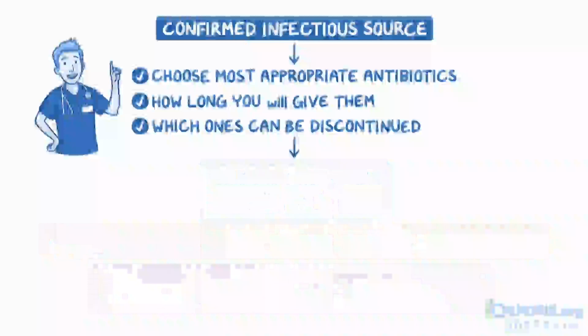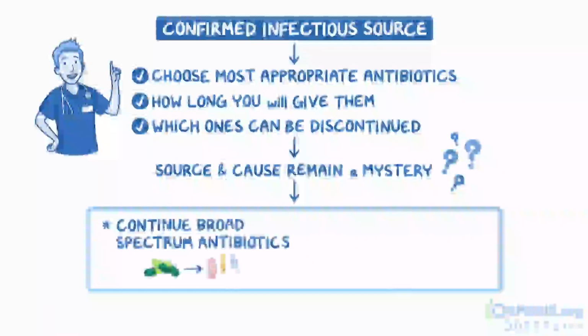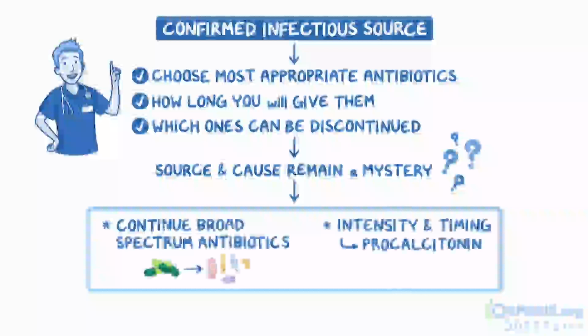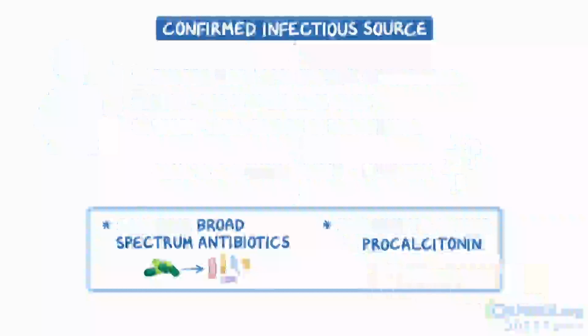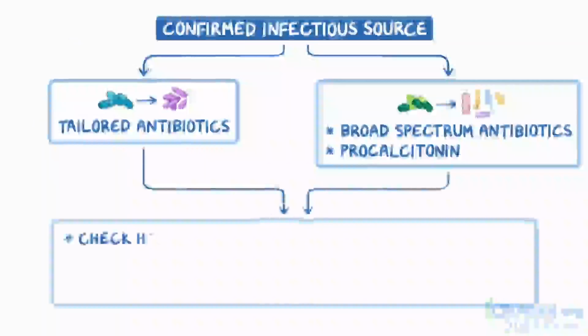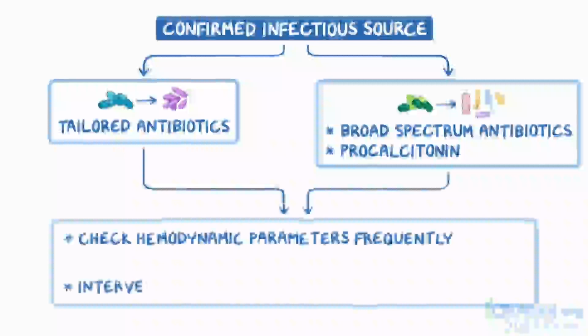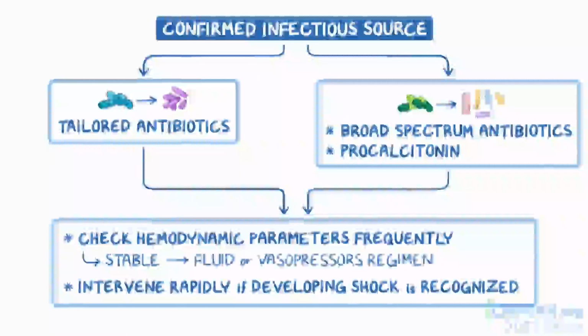On the other hand, if the source and cause of infection remain a mystery, you will continue the broad-spectrum antibiotics started early on. In this event, decisions about the intensity and timing of antibiotics can be made by following procalcitonin levels. A procalcitonin level that falls from baseline indicates a resolving infection. Even after being started on antibiotics, a patient with sepsis can still decompensate quickly. Be sure and check hemodynamic parameters frequently and intervene rapidly if developing shock is recognized. If your patient remains hemodynamically stable, their current fluid or vasopressor regimen should be continued.